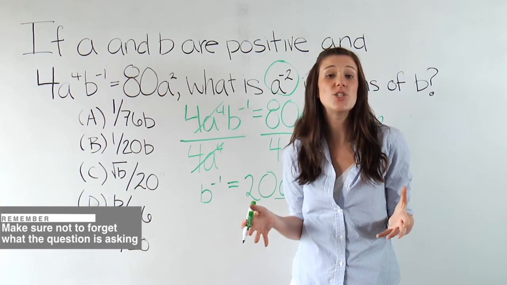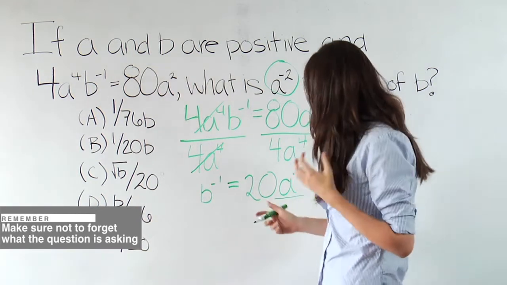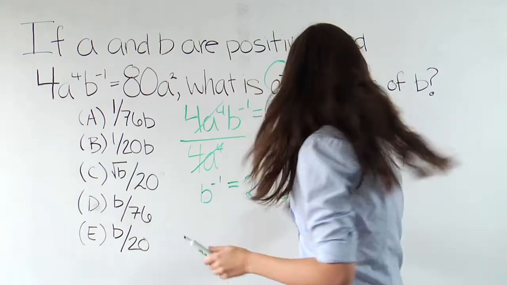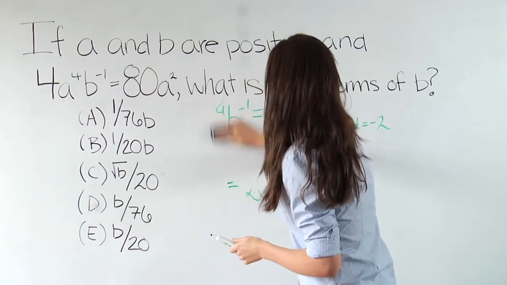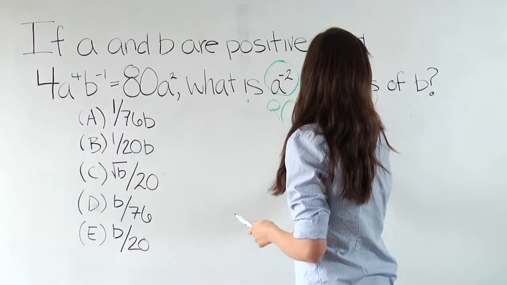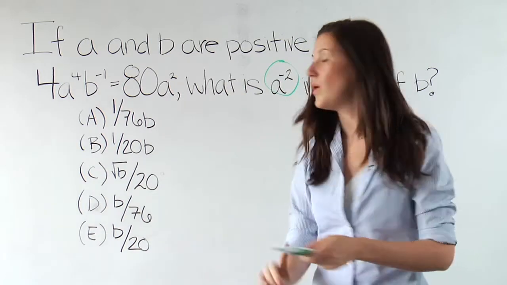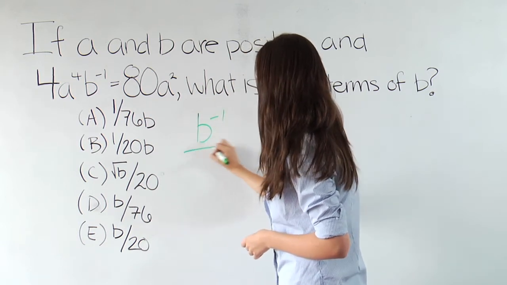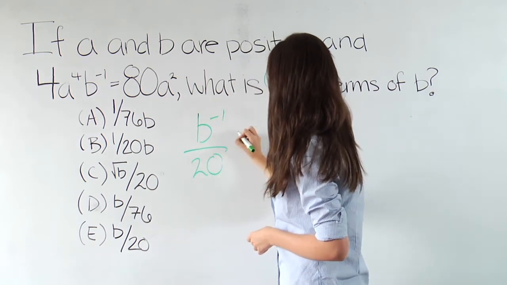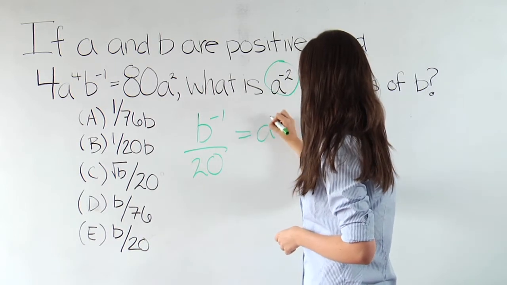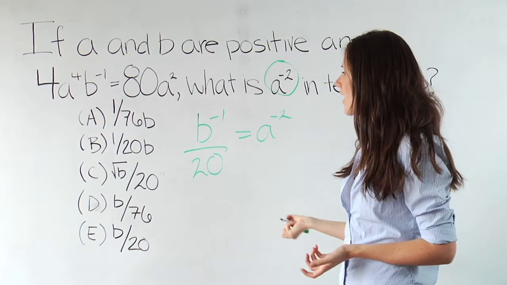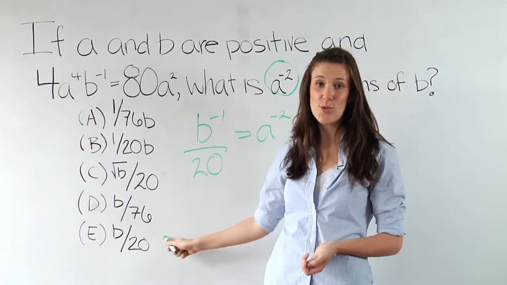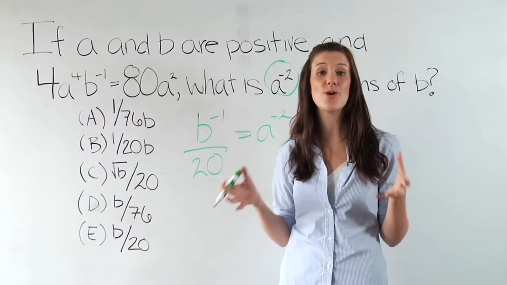So how can we get rid of that 20? We can just divide both sides. If we divide both sides, we get b to the negative 1 over 20 equals a to the negative 2. Well, I don't see b to the negative 1 over 20 in any of my answer choices, so I know there's got to be at least one more step.